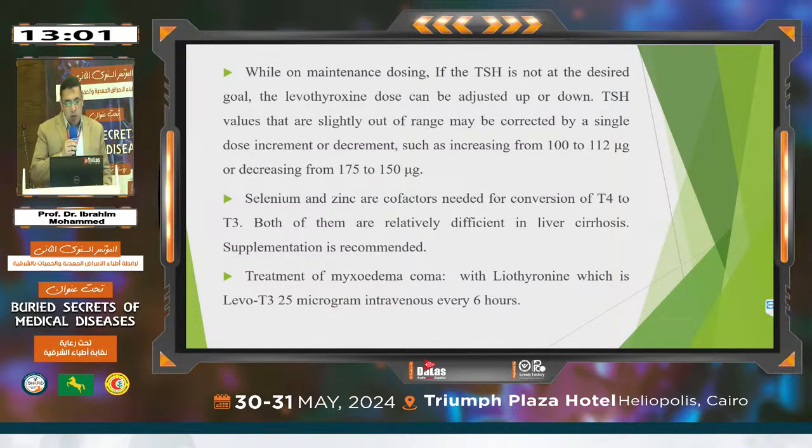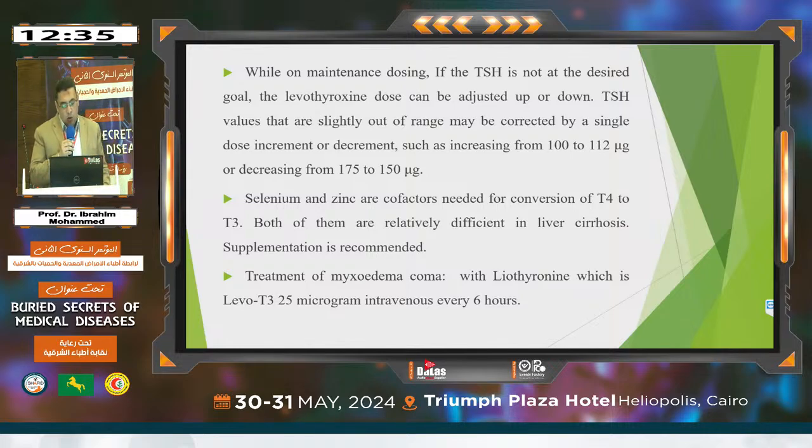While on maintenance dosing, if the TSH is not at the desired goal, the levothyroxine dose can be adjusted up or down. TSH values that are slightly out of range may be corrected by a single dose increment or decrement, such as increasing the dose from 100 to 112 microgram or decreasing the dose from 175 to 150 microgram.